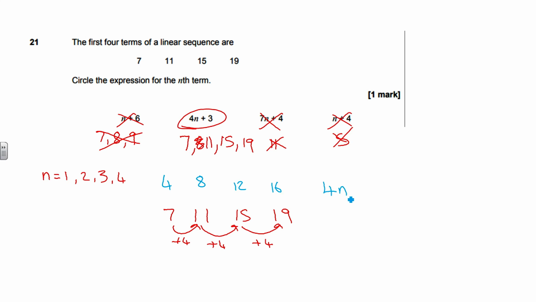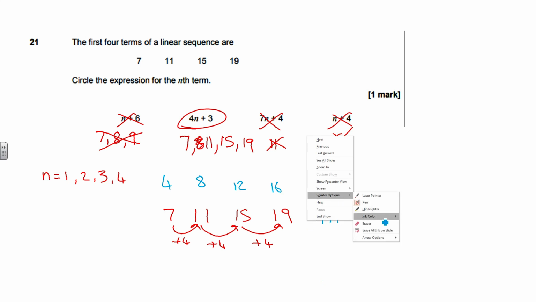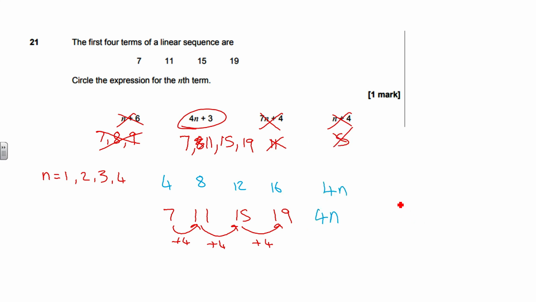So what do we have to do to our 4n to get this series of numbers? Well, we've seen it in the answer and we can see it here now. What do I do to the 4 times table to get the 7, the 11, the 15, the 19? I have to add 3 on. Each of these numbers, if I add 3 on, gives me that one. So I need to add 3 onto the 4n to get the final rule.